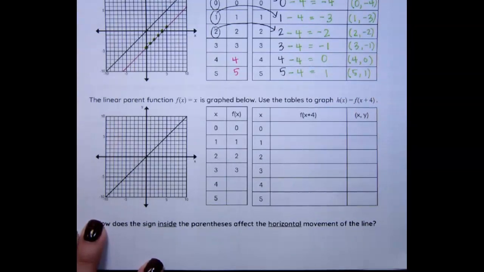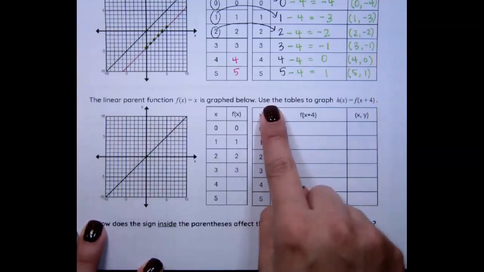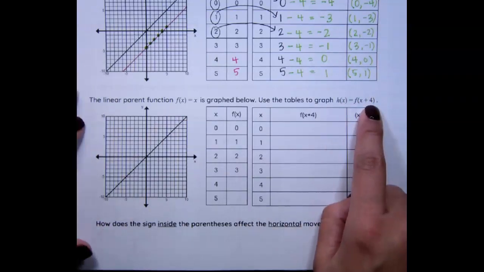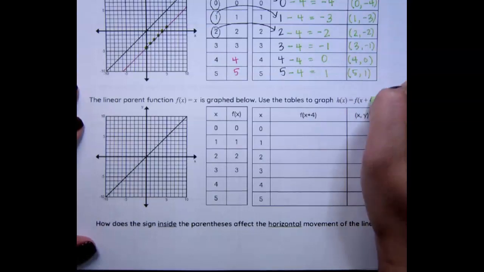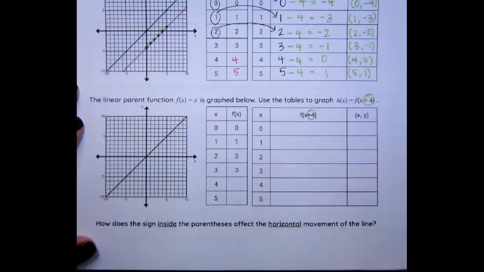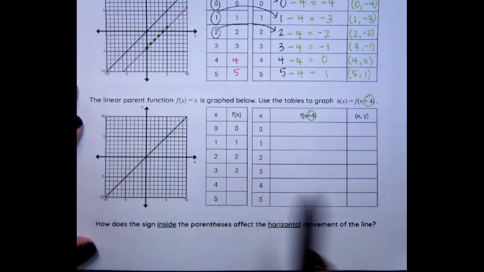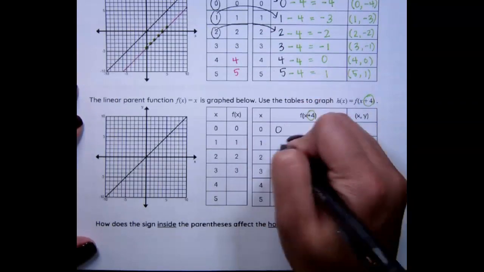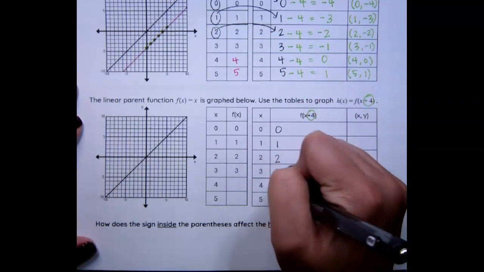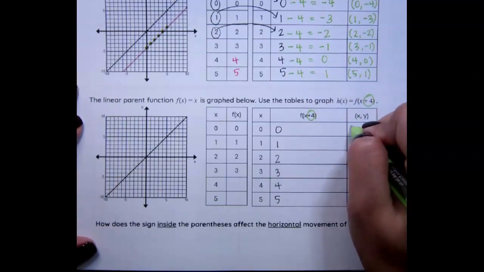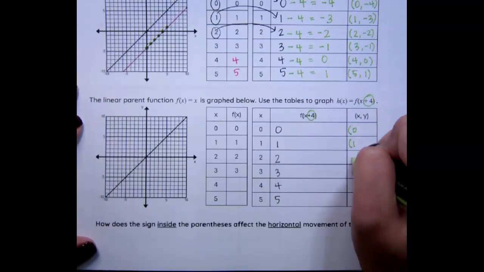Well, this time I'm taking the linear parent function and I'm going to use the table to graph f of x plus 4. So don't do minus 4 because this time this tells us to do plus 4. Again, I'm taking the x values from the parent function. They're here. That's what I'm using here. So 0, 1, 2, 3, 4, 5. And if you really wanted to, you could go ahead and put them here because the x values are not changing.